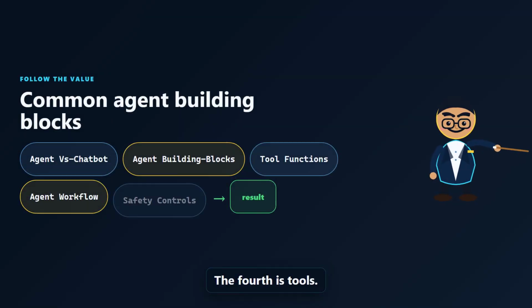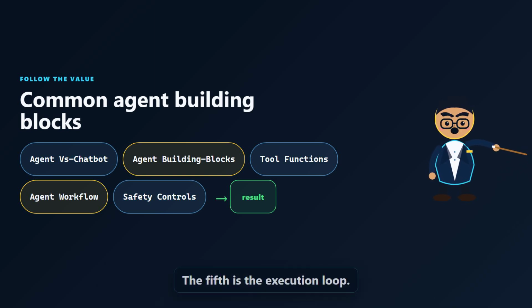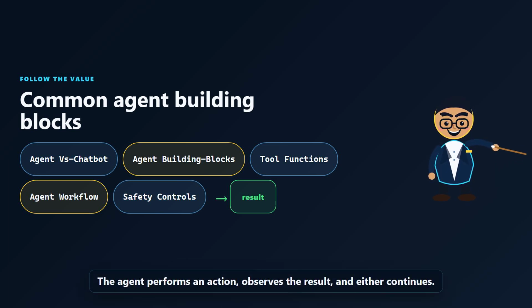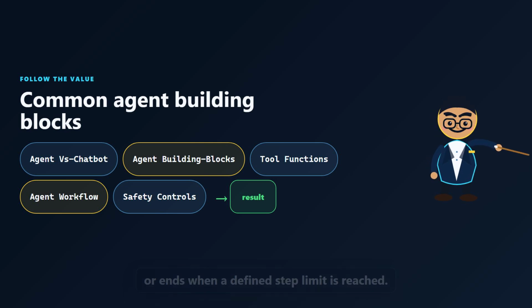The fourth is tools. Tools allow the agent to search information, query a database, perform calculations, or interact with another system. The fifth is the execution loop. The agent performs an action, observes the result, and either continues, asks for clarification, stops after an error, or ends when a defined step limit is reached.